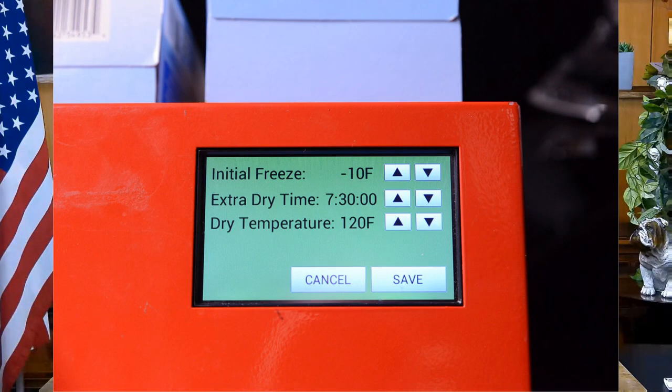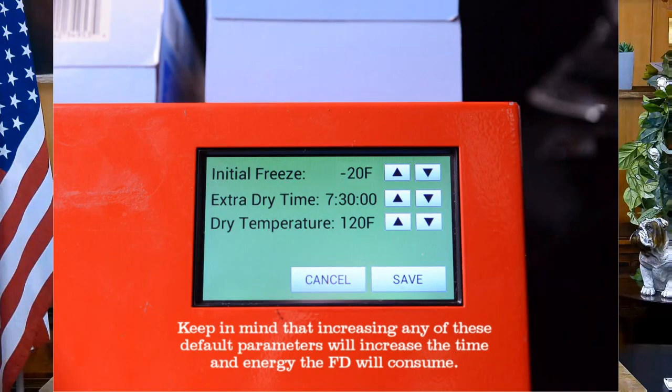Okay, so up here is the initial freeze. Now, default is minus 10 degrees, but I like to set mine up to minus 20 degrees because I like to make sure that my food is good and frozen solid, because I'm a heavy user. I do a lot of experimentation, so I like the fact that it gets down to where it needs to be. All right, so I change it to minus 20.